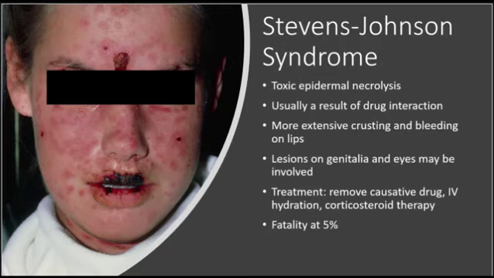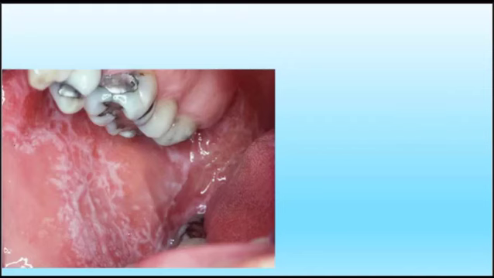The patient may have lesions on the genitalia and the eyes may be involved. And again, the treatment is going to involve removing the causative drug, providing IV hydration, and corticosteroid therapy. Stevens-Johnson syndrome does have a fatality rate of 5%, so it can get very, very severe.